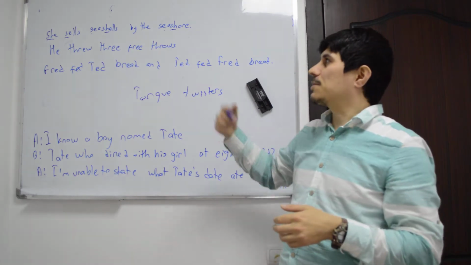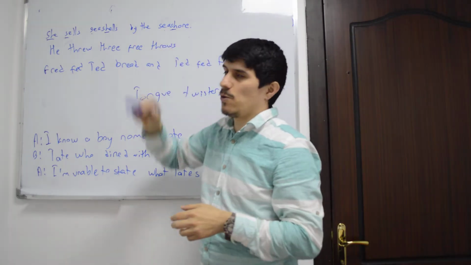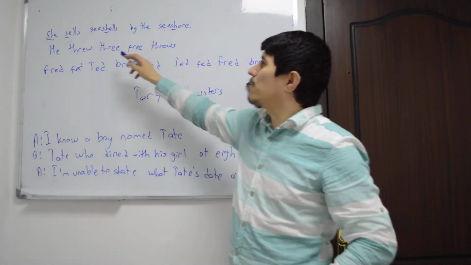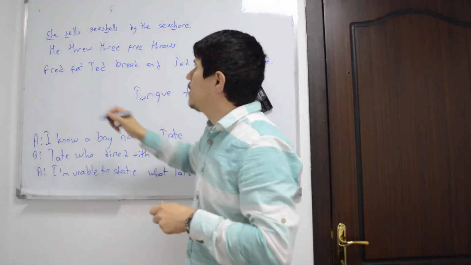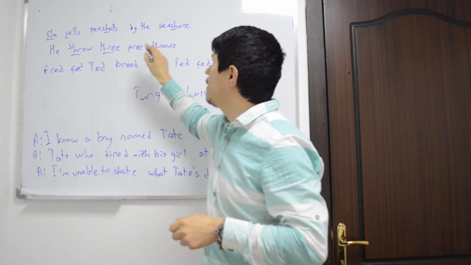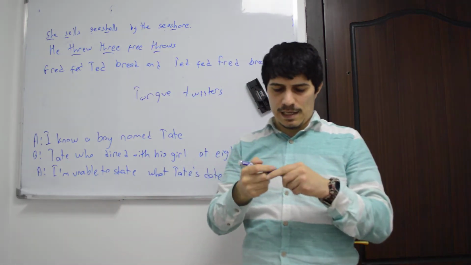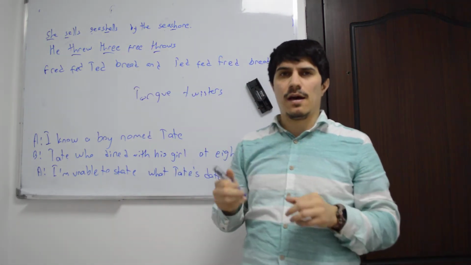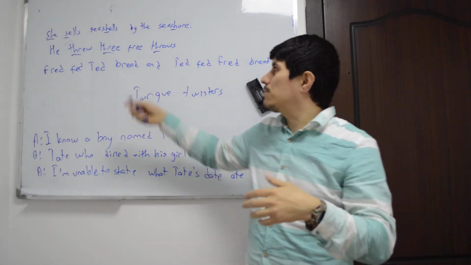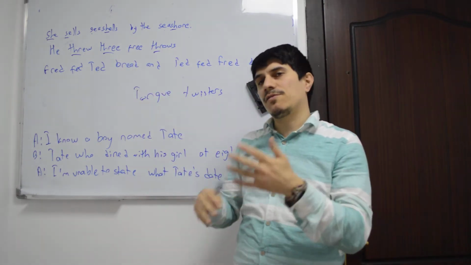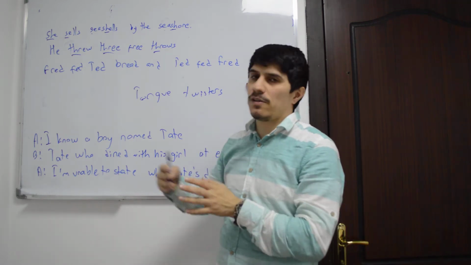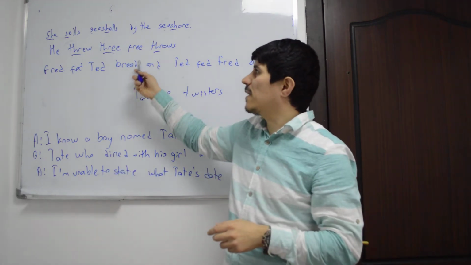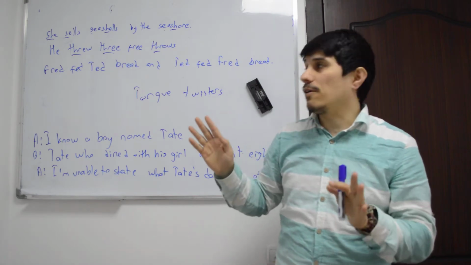Alright, repeat after me. She sells seashells by the seashore. He threw three free throws. As you might have guessed, there are TH combinations and one of them might be confused with F. Okay, three, free. Therefore you need to quickly and smoothly transition from one sound to the other. So, he threw three free throws.